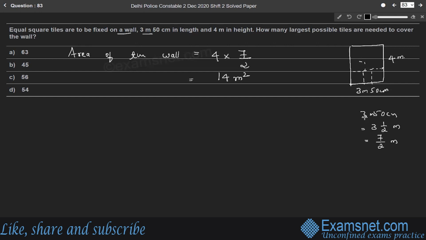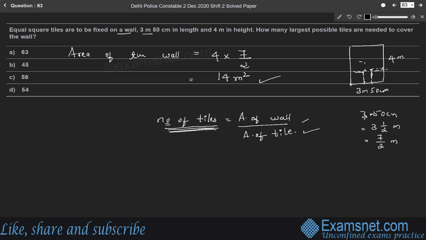But we don't know the area of the small square tiles here. So the number of largest possible tiles would be a multiple of the area. So the number of tiles needed will be the area of the wall divided by the area of each tile. So this gives the total number of tiles required.